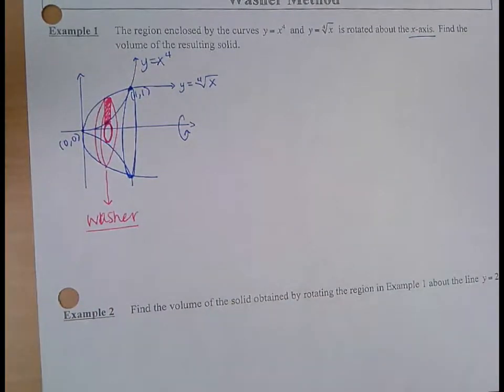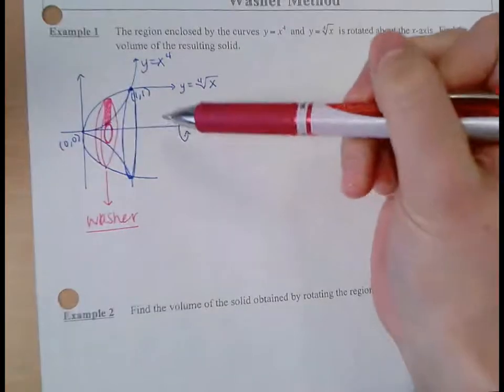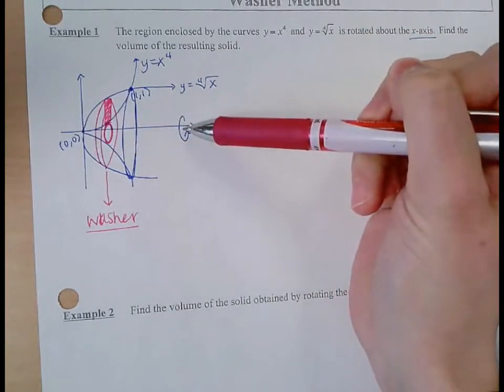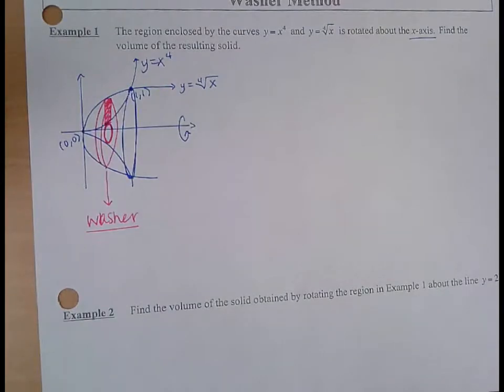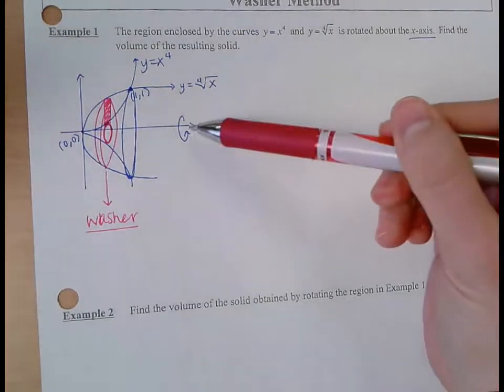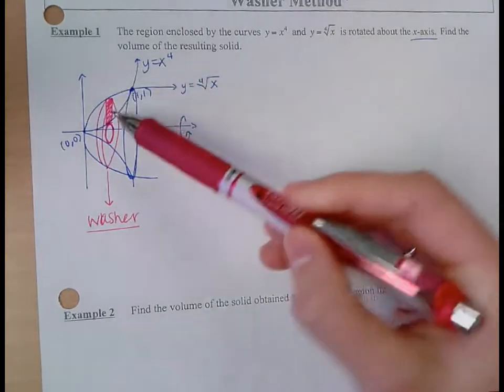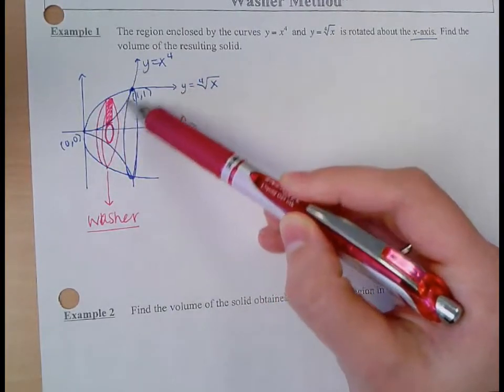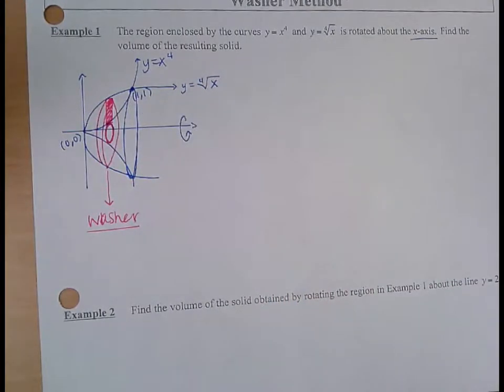So again, it's a washer, a disc. A disc is created if the axis you're rotating around is actually a boundary of the region. Since I'm rotating around the x-axis, but the bottom boundary of the region is a different curve, that's what gives us the washer. So that's kind of how it's different from yesterday.